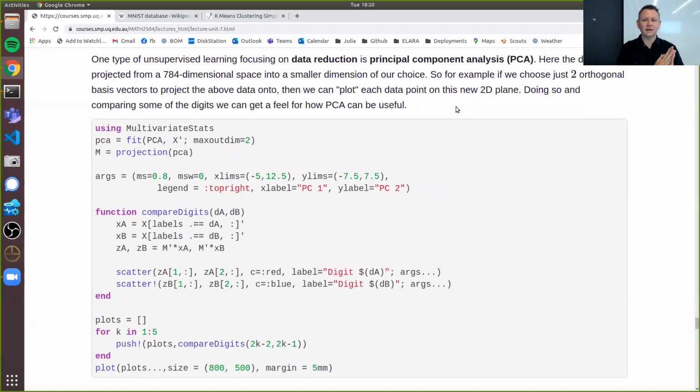Now, why would we want to do that? Well, it's really interesting because a human can, as part of data exploration, look at the data in these 2 dimensions and see if we can see any patterns.